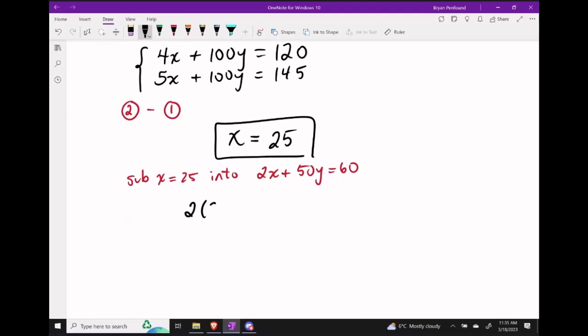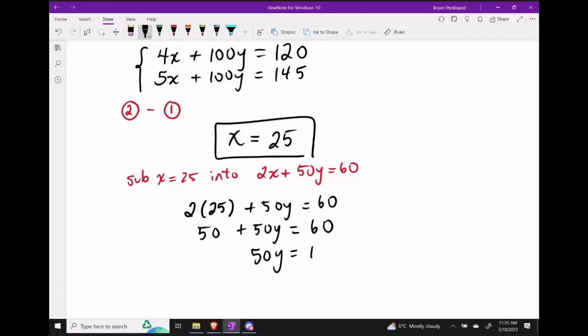So we have 2 times 25 plus 50y is equal to 60, or 50 plus 50y is equal to 60. Let's go ahead and subtract 50 from both sides. It's going to leave us with 50y is equal to 10, and then divide both sides by 50 to get y is equal to 10 over 50. Okay, we can simplify this to the fraction 1/5.